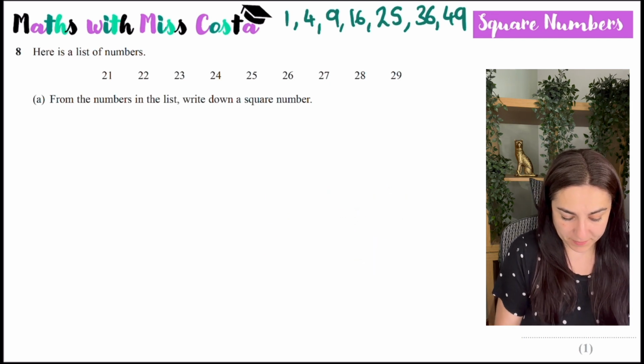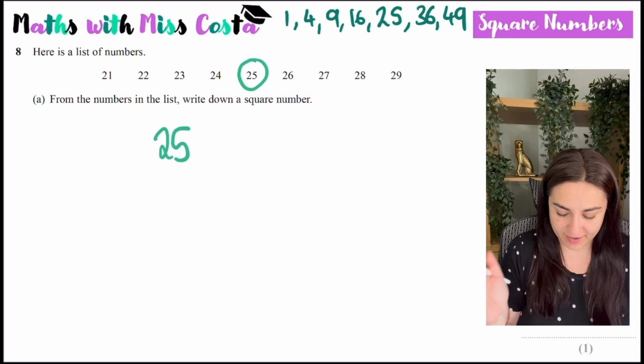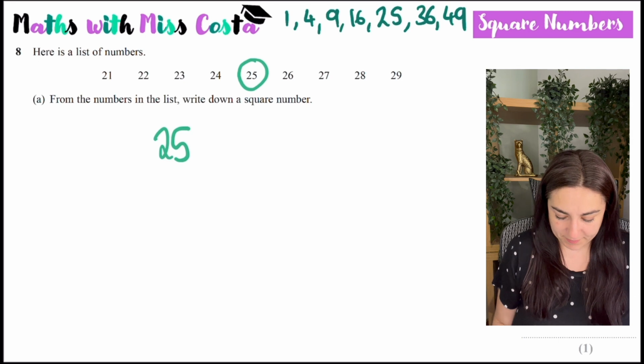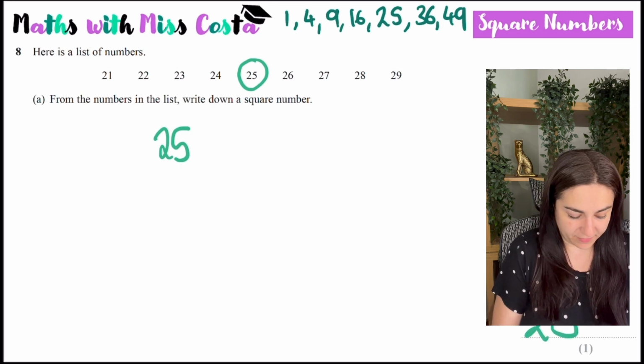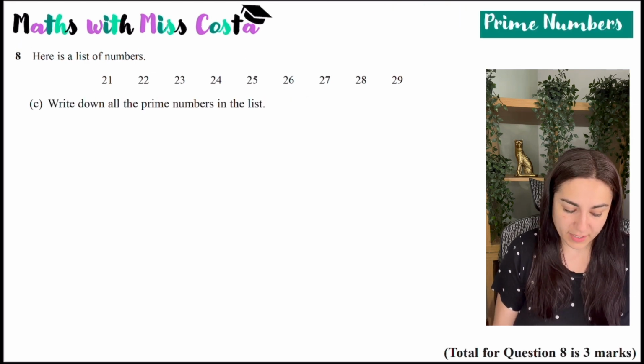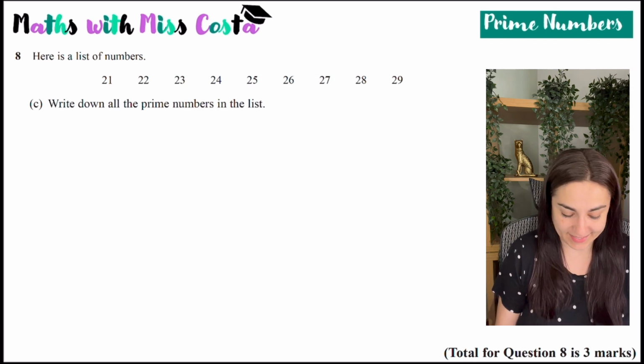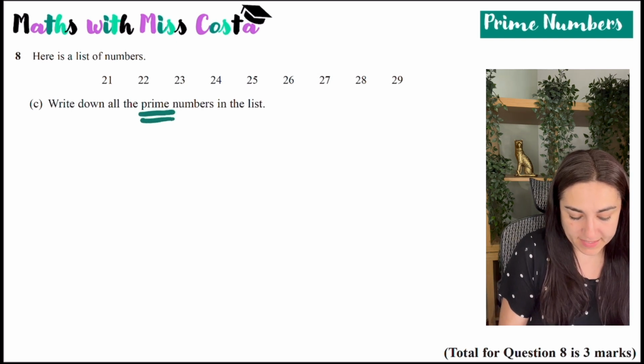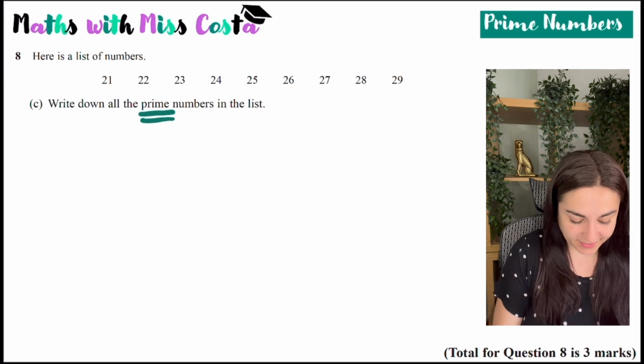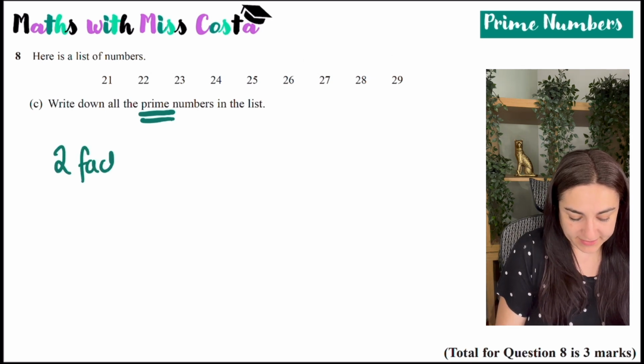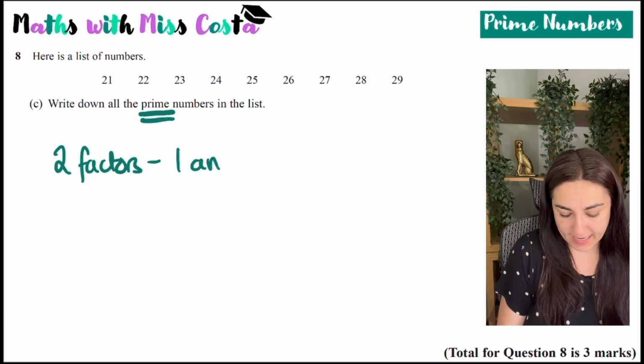Well, out of these numbers, 25 is a square number because I know that 5 times 5 makes 25. So my square number is going to be 25. And write down all the prime numbers in a list. Now, a prime number is a number that only has 2 factors. So it has 2 factors, 1 and itself.